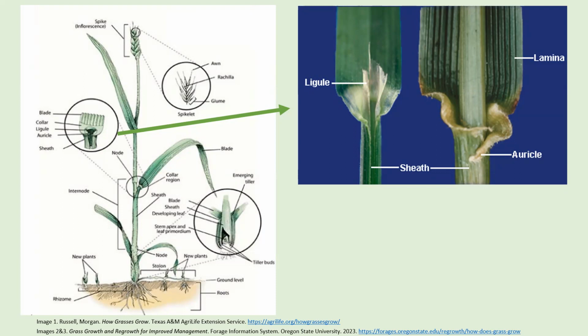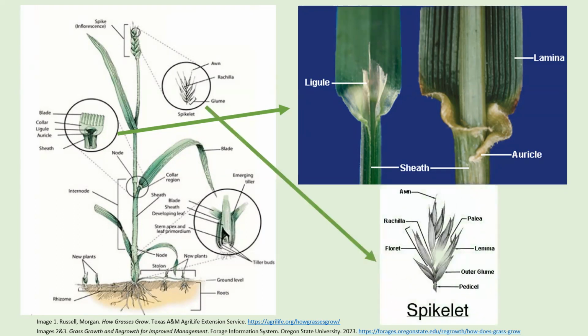It's kind of clasping around the stem there. Again, some plants don't have any auricles, some have hairy auricles, some have short auricles. So those two are really important to know when you're talking about grass identification. And then we're going to look a little bit more at the parts of the inflorescence.